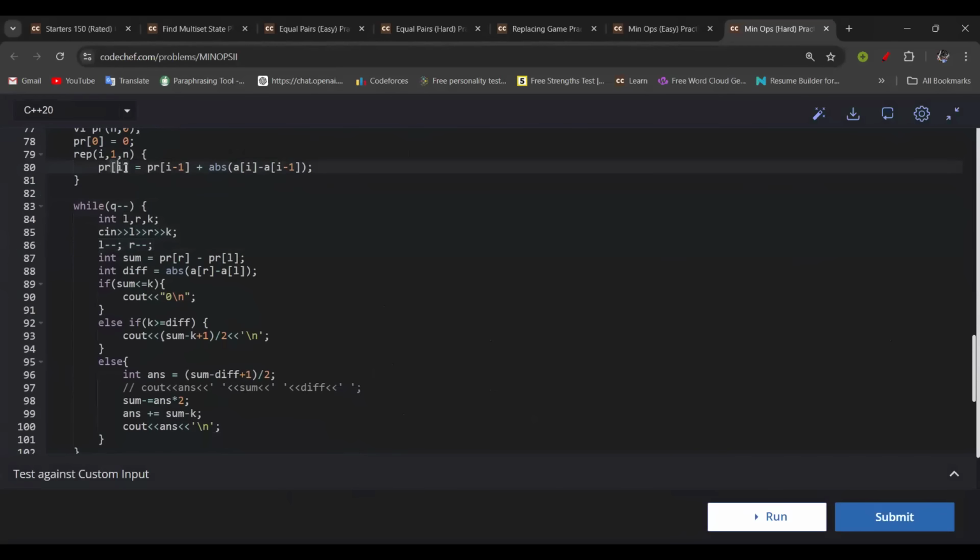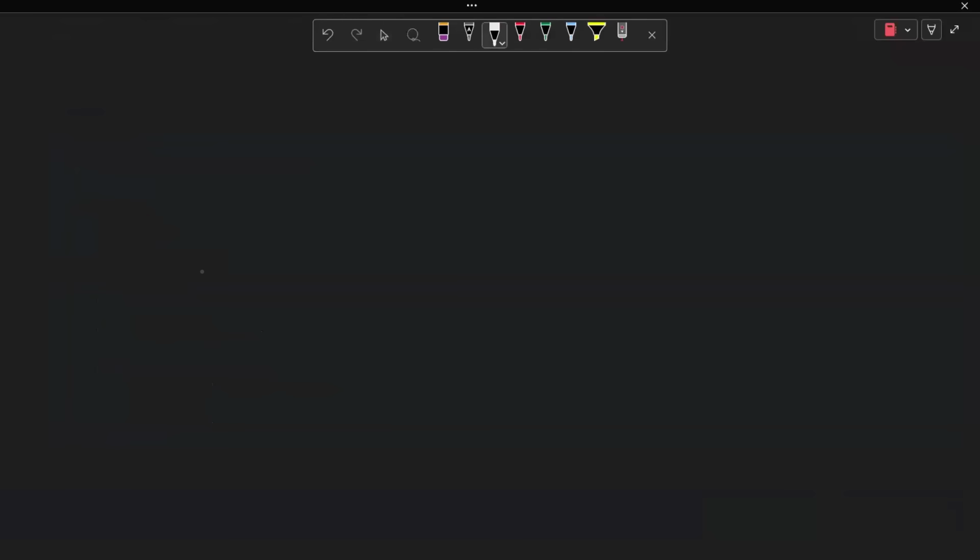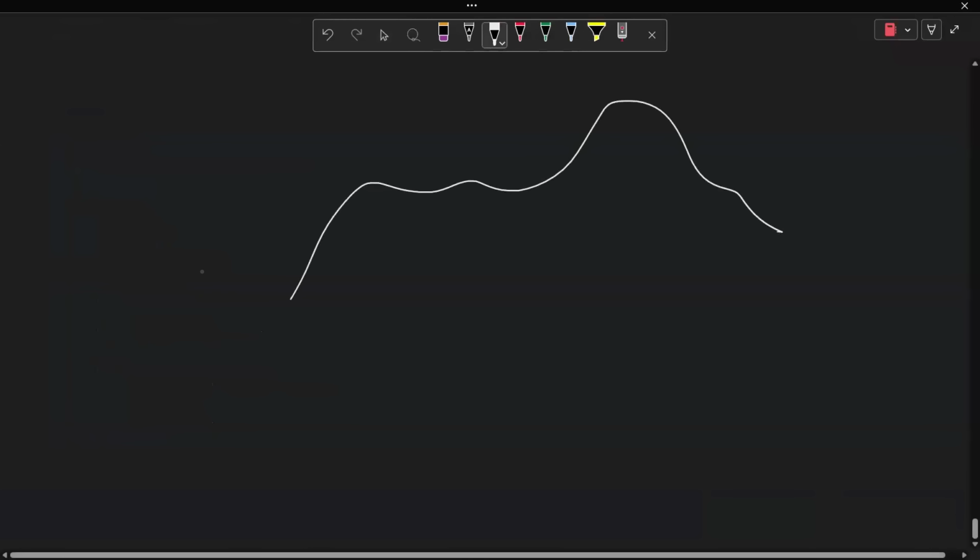Here I'm calculating my prefix sum as zero based index. So I did L minus minus and R minus minus to convert it into zero based indexing. And then my sum, the sum of difference that I was talking about, is prefix R minus prefix L. Then this diff that I have written is the difference between AR minus AL, the starting and the ending points.